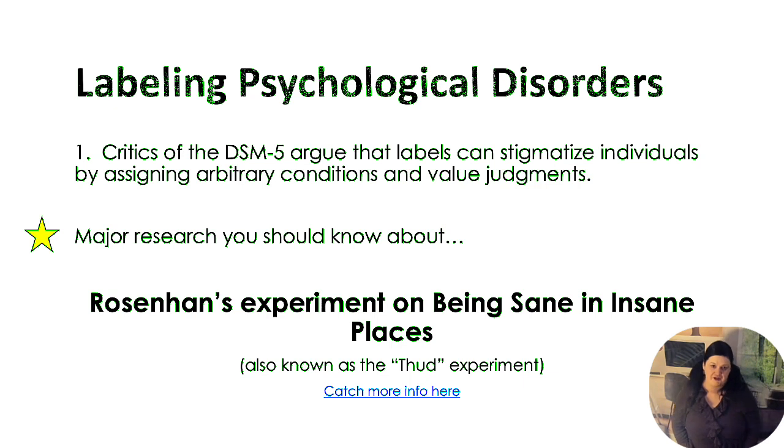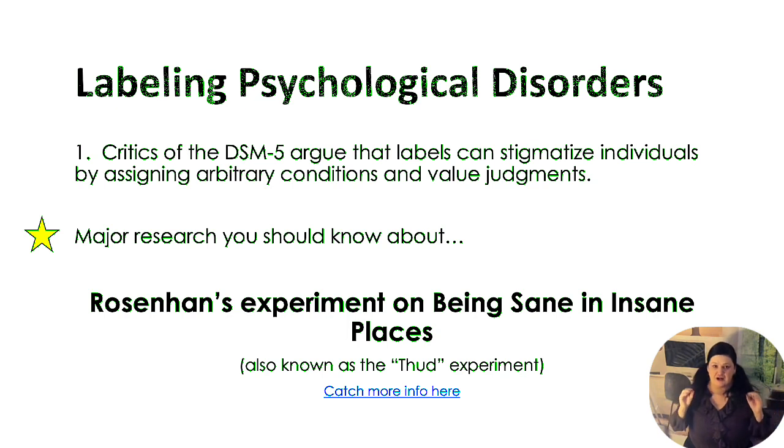The critics of the DSM argue that labels can actually stigmatize individuals by assigning them arbitrary conditions and value judgments. And that's just because this person is experiencing these particular symptoms that I see here as categorized in this disorder. Right? There are multiple disorders that overlap each other, and it must mean that they all have other things too, and they act like other people who have this diagnosis.